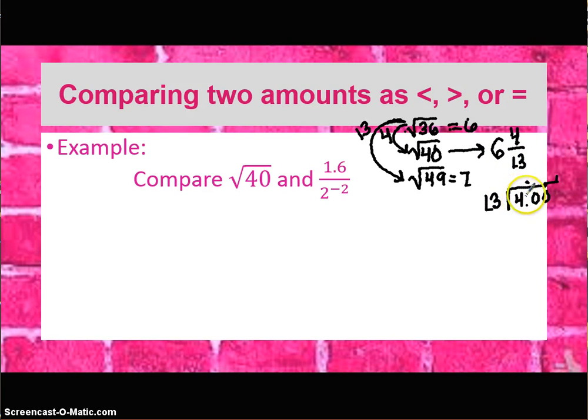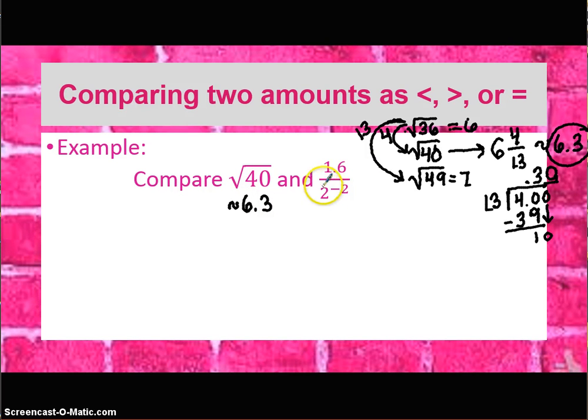13 will go into 40 3 times, which is 39. There's 1 left over. Bring down the 0. 13 will not go into 10, so put a 0 there. So this is about 6.3. 6 from being between 6 and 7, and 0.3, because that's the approximation of this fraction. So we're talking this is about 6.3.